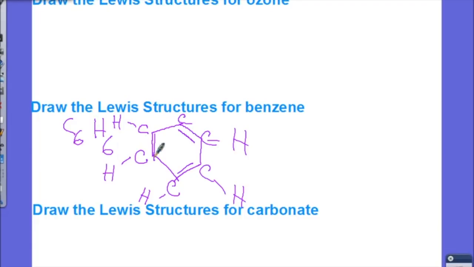Okay, instead of having something long like C, C, C, it is closed. It is called a ring. So each one of those is a double bond. This is a single bond between the carbon and the carbon. This is a double bond between carbon, carbon, single bond between carbon, carbon. And each carbon has a single bond with a hydrogen.